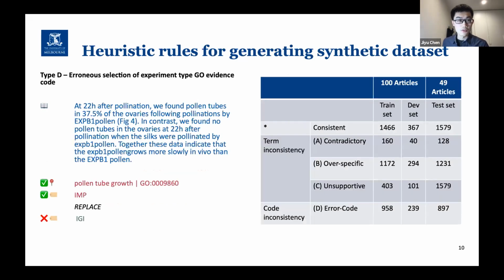And finally, for type D inconsistencies, we just randomly replace the original evidence code with another code. On the right side, we show the statistics of the created dataset. More importantly, we ensure that the articles for creating the training set and development set are independent from the test set. And we also confirm that a large proportion of the GO terms in the test set do not occur within the training or the development set, which can simulate an update in the GO vocabulary.